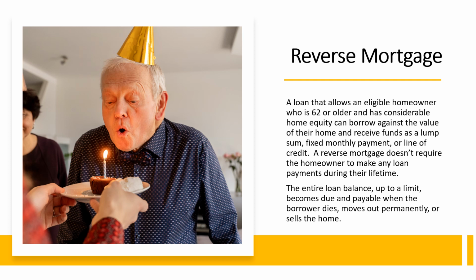And again, the difference is that in the reverse mortgage, the homeowner does not have to make any loan payments during their lifetime. Now, the entire balance will be due, up to a limit, and we'll talk about that later. It becomes due and payable when the owner passes away, when they move out permanently, when they sell the home, or when a time limit is reached, which I'll be talking about.